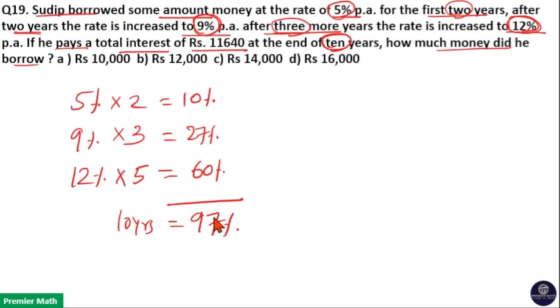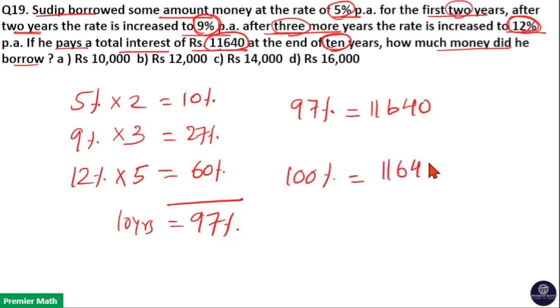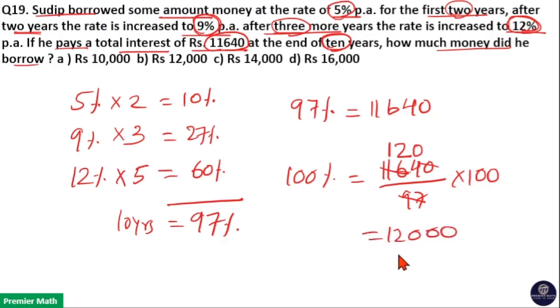Now, this 97% is the total interest he paid at the end of 10 years, which is equal to 11,640. Now, 100% is the sum, which is equal to 11,640 divided by 97 into 100. Now, here 97 goes 1 time in 116. Remaining is 194. So, 97 goes 2 times in 194. So, 0 is remaining. 120 into 100, which is equal to 12,000. So, 100% is the sum, which is equal to 12,000. So, principal is 12,000. Option B is your right answer.